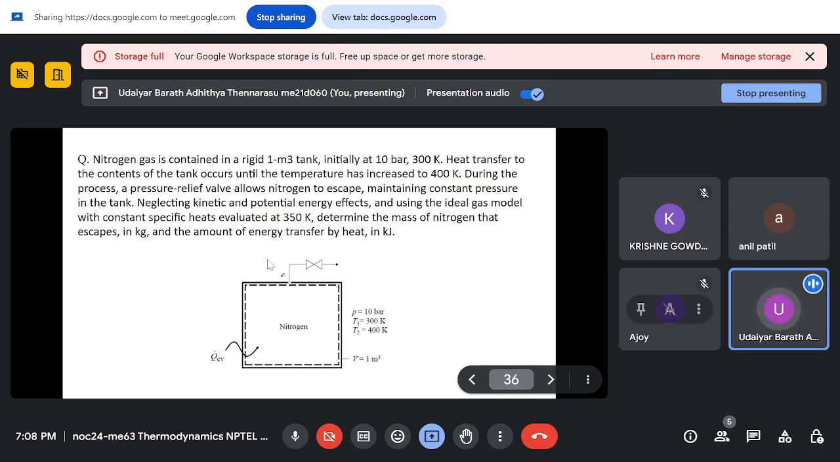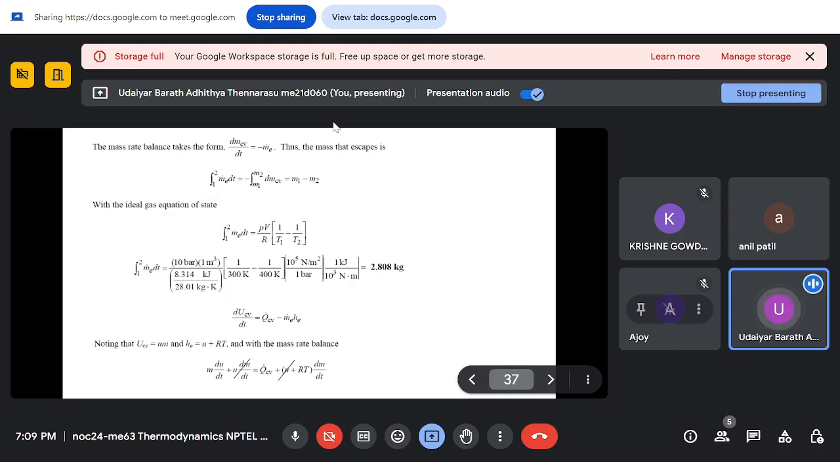During this process, a pressure relief valve allows nitrogen to escape, maintaining constant pressure in the tank. Neglecting kinetic and potential energy effects and using the ideal gas model with constant specific heat evaluated at 350 Kelvin, determine the mass of nitrogen that escapes in kg and the amount of energy transferred by heat. So this is similar to one of the problems which we saw previously. So we'll follow the same process.